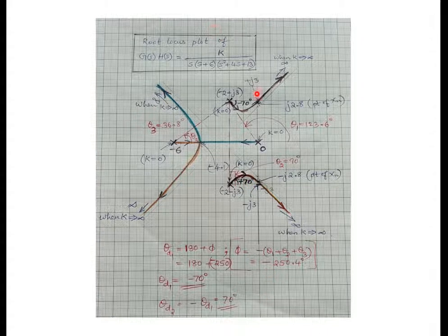So now you have found only the angle of departure. After the angle of departure of 70, you can start. How will it end? It will go like this. We know, because you have an asymptote here. But as there is a j omega axis in between, you should find the angle of intersection, the point of intersection of this root locus branch on the j omega axis. The point of intersection can be found from the Routh array.